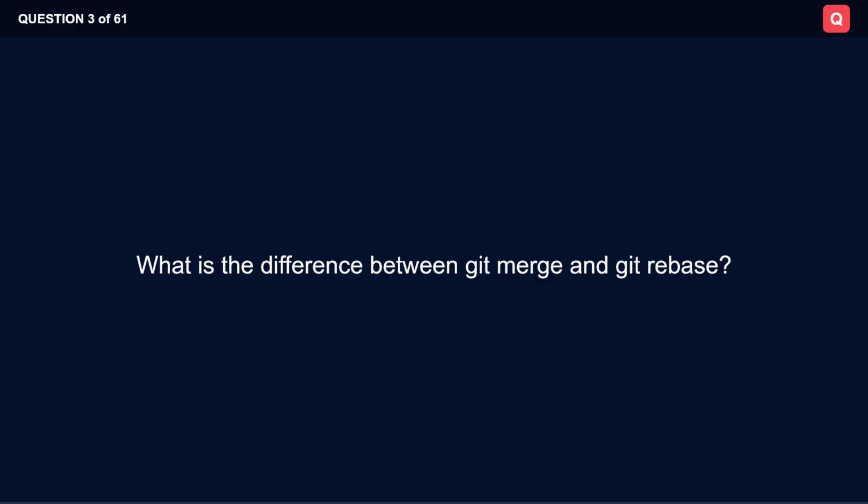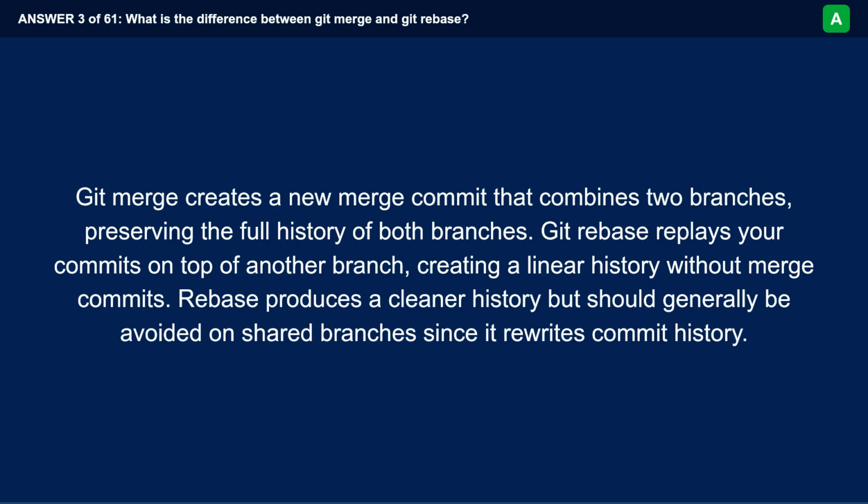What is the difference between Git merge and Git rebase? Git merge creates a new merge commit that combines two branches, preserving the full history of both branches. Git rebase replays your commits on top of another branch, creating a linear history without merge commits. Rebase produces a cleaner history, but should generally be avoided on shared branches since it rewrites commit history.